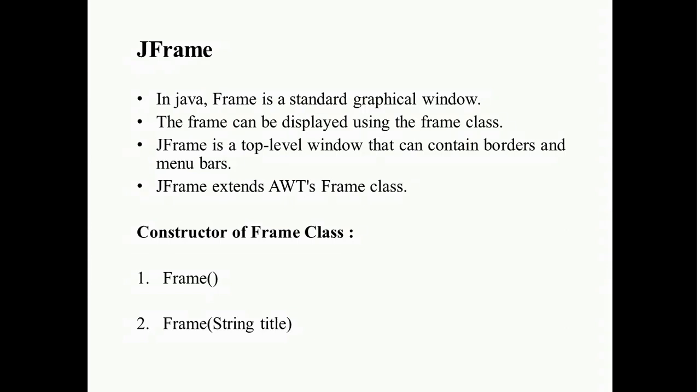Now see the constructors of the frame class. First constructor is frame having no parameter. This constructor creates a new instance of a frame which is invisible initially. And second constructor is frame having parameter string title. This constructor creates a new instance of a frame which has some title. So these two are the constructors of the frame class.